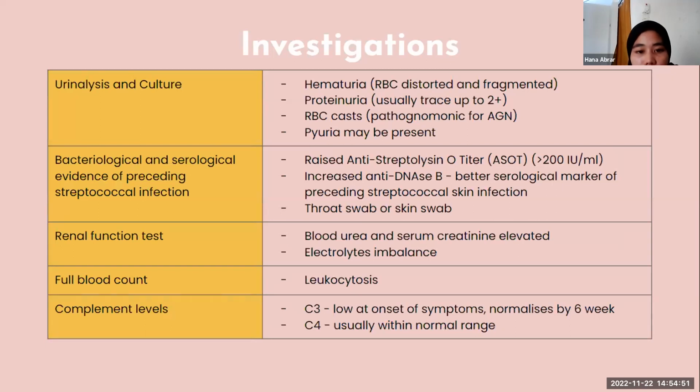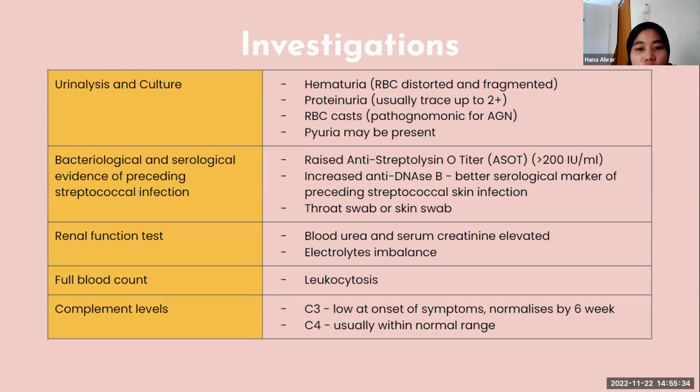So investigation. Urine analysis and culture: there will be hematuria, in which red blood cells are distorted and fragmented due to hemolysis. Proteinuria is usually trace up to 2+. Red blood cell casts are pathognomonic for AGN. Pyuria, white blood cells in urine, may be present. Bacteriological and serological evidence of preceding streptococcal infection may reveal raised anti-streptolysin O titer of more than 200 international units per milliliter, and increased anti-DNase B is a better serological marker for preceding streptococcal skin infection. Also throat swab or skin swab.